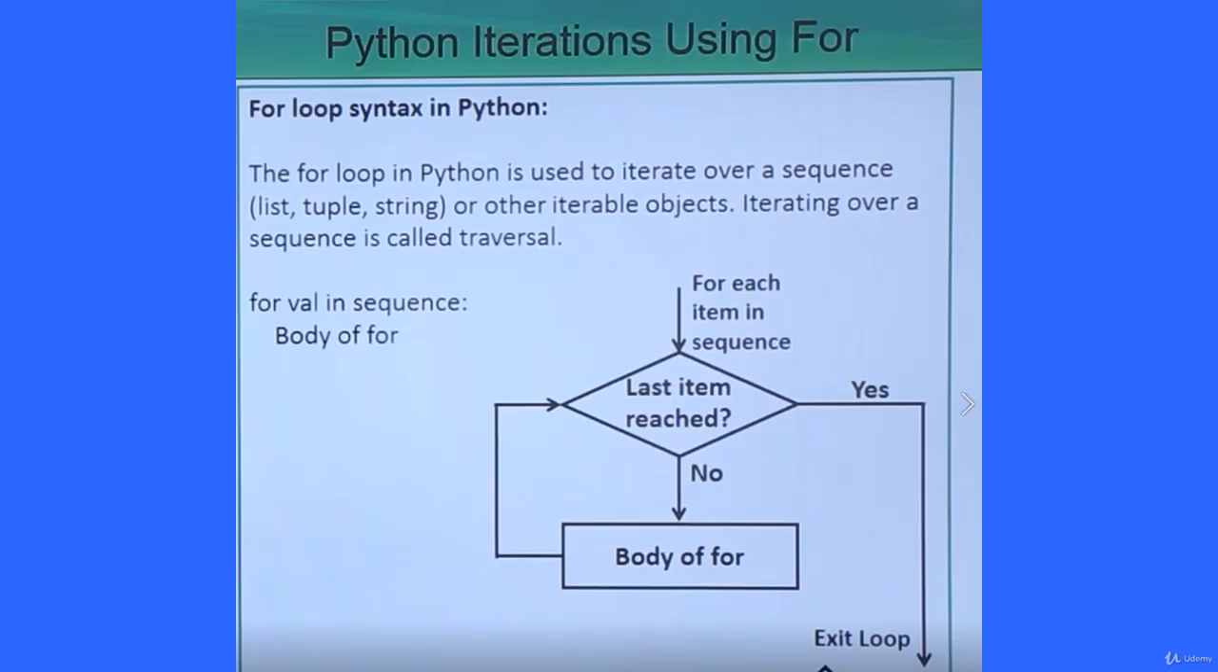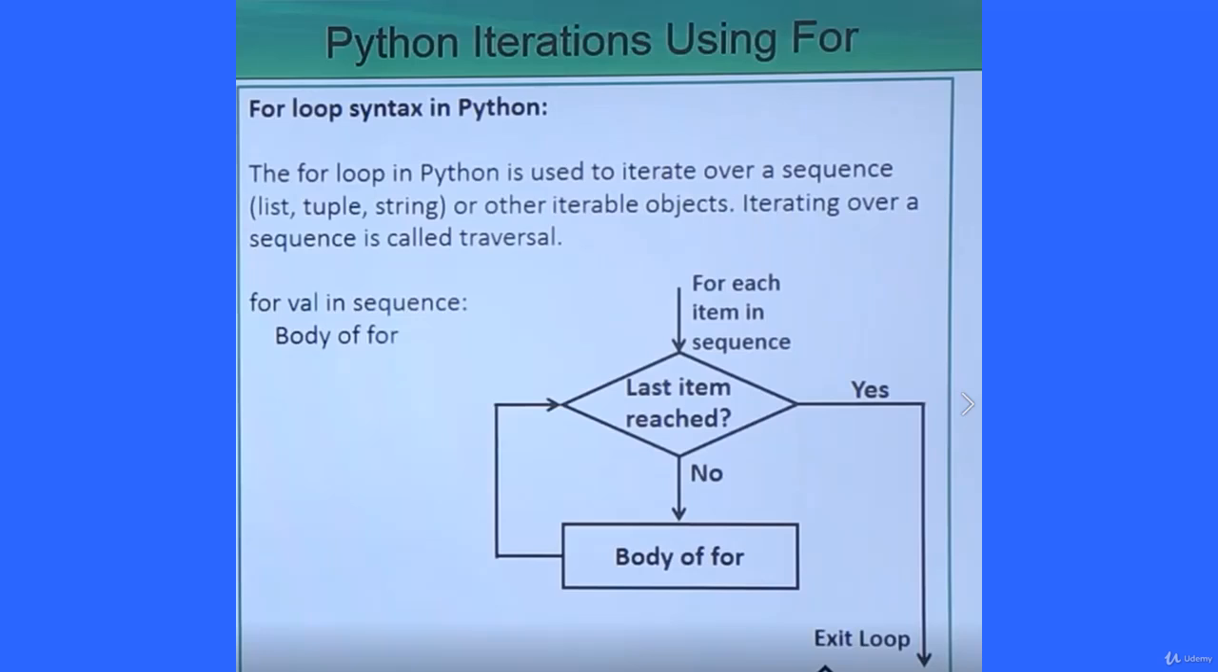So for each item in sequence, is the last item reached? If no, then the body of for will get executed on that item which has been picked up. If the last item has been reached, then it will exit the loop. In this way, the flowchart works for the for loop syntax in Python.